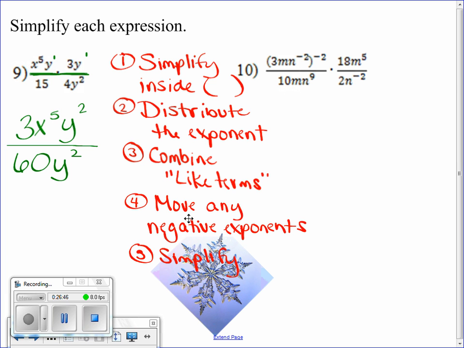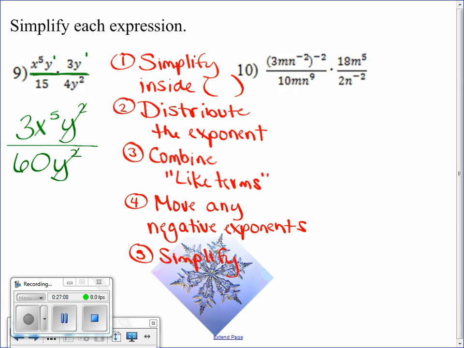All right, so I clean up the top, I clean up the bottom, but can I clean them up together now? Yeah. What's going to happen to my y's? What do I do with their exponents? Subtract. What's 2 minus 2? And what's anything to the 0 power? 1. So do I have to write it? No. It's like you look at it as y squared over y squared. They cancel out, right?